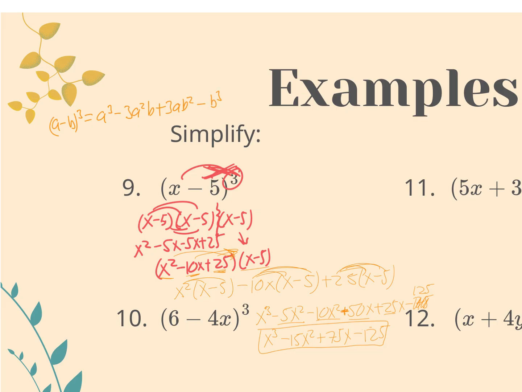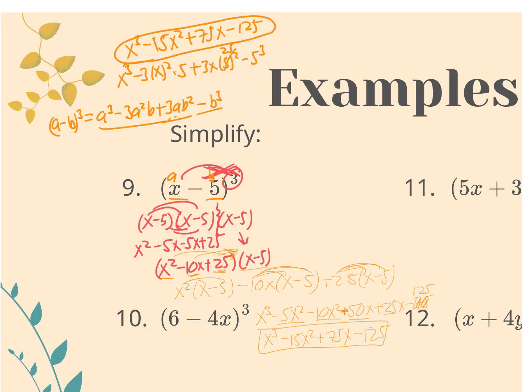All right, so in this case, you could label a is x, b is 5, and then plug it into this formula here. So I get an x to the third minus 3 times x squared times 5 plus 3 times x times 5 squared minus 5 to the third. All right, and then simplifying this is going to get us x to the third minus 3 times 5 is 15, x squared. 5 squared is 25 times 3x is going to get you 75x, and then 5 to the third is 125. So you do get the exact same answer, but it takes a little bit less work.